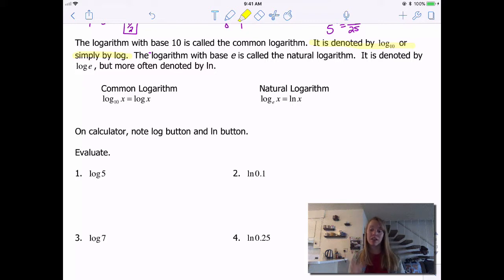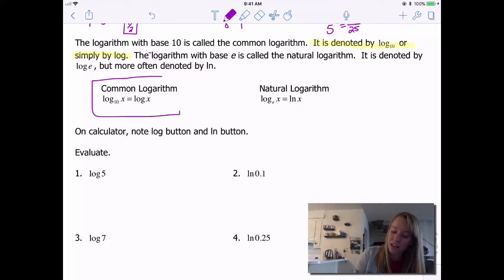So on your calculator, you should grab that. On the left side there's a button that just says log. That means log base 10. So that's what our common log says right here. Log base 10 of x equals log x. It's just different notation. It's like shorthand.